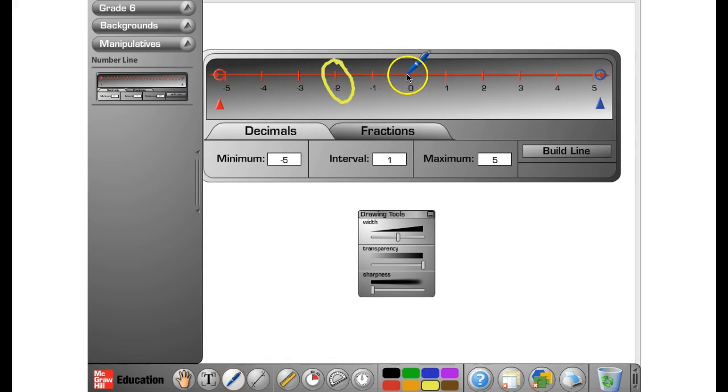So the opposite of that number will be 2 jumps away from 0. 2. And here we see it, +2. Another way of looking at it is if your number, your original value, is -2, the opposite will be +2. Let's go ahead and look at another one.